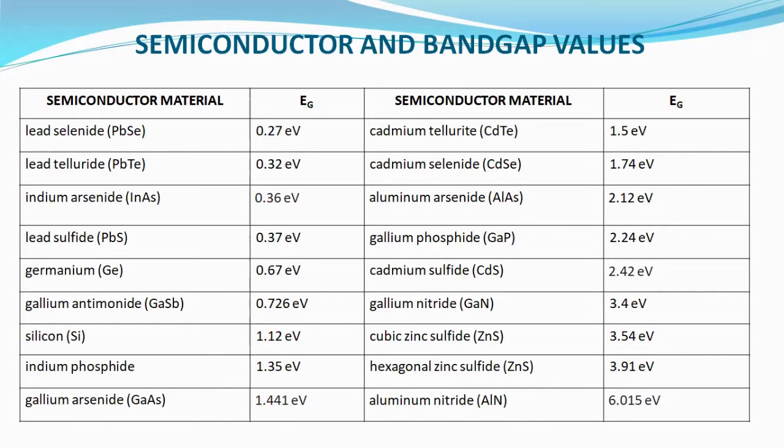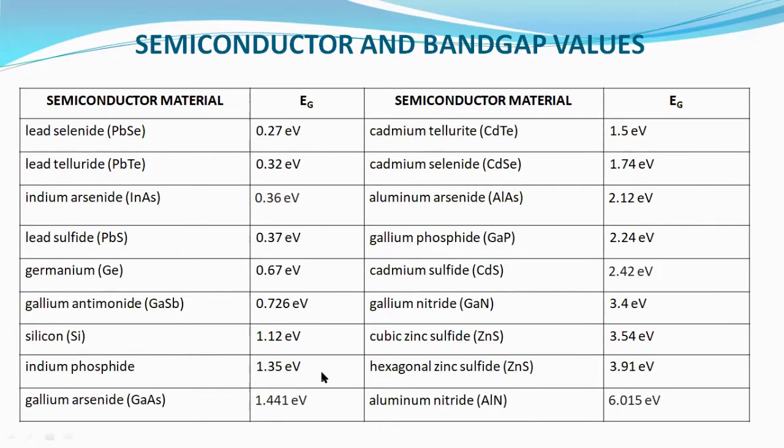Again for gallium antimonide, it is 0.726 electron volt. For silicon, it is 1.12 electron volt, 1.21 for 0 Kelvin, and 1.12 for room temperature. Actually the formula is Eg equal to 1.21 minus 2.23 into 10 to the power minus 4 times the absolute temperature T. So if you put T equal to 300 Kelvin, then you will have this value for room temperature, 300 Kelvin or 27 degrees Celsius, considered as room temperature for our country.